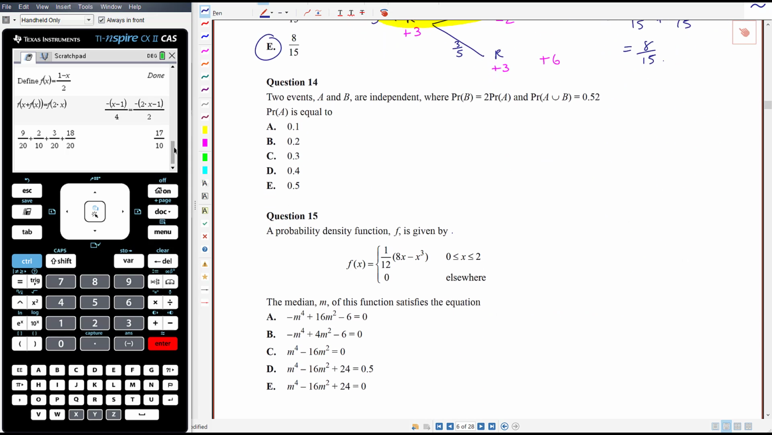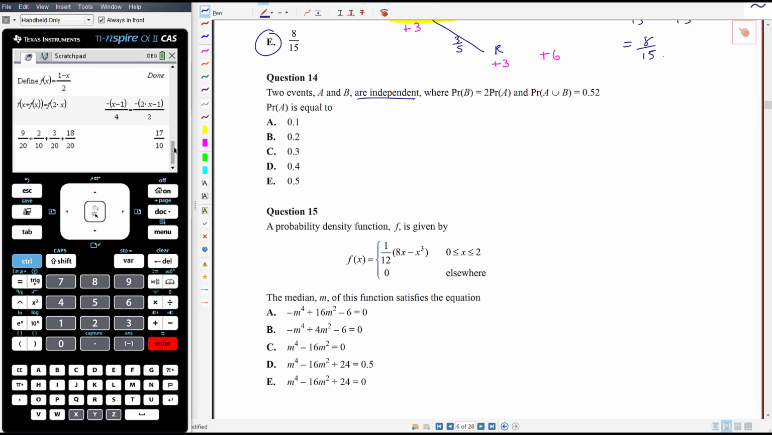Okay, question 14. 2 events A and B are independent, where the probability of B is equal to 2 times the probability of A, and the probability of A union B is 0.52. The probability of A is equal to... Okay, so when we have independence, we know that the probability of A intersection B is equal to the probability of A times the probability of B. Now, the probability of B is 2 times the probability of A, so that is the probability of A times 2 times the probability of A, which is 2 times the probability of A squared.